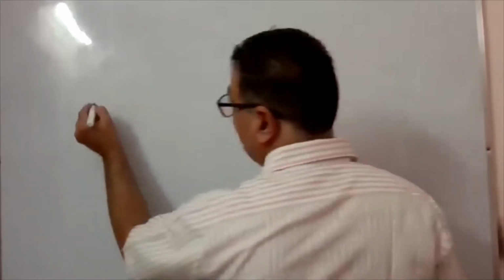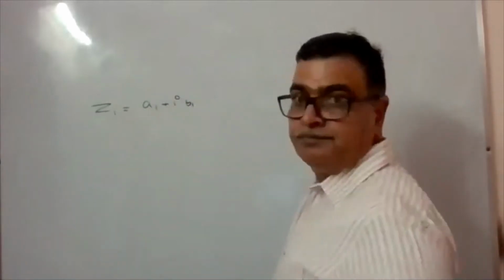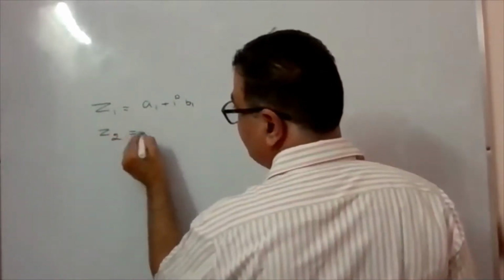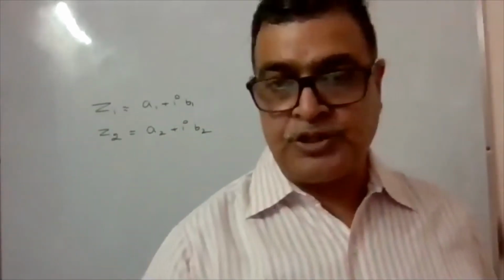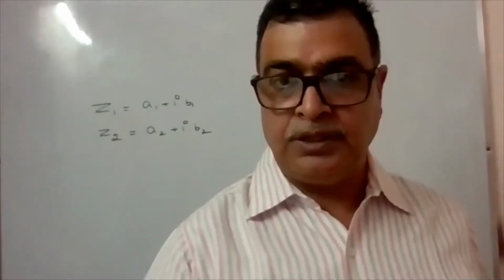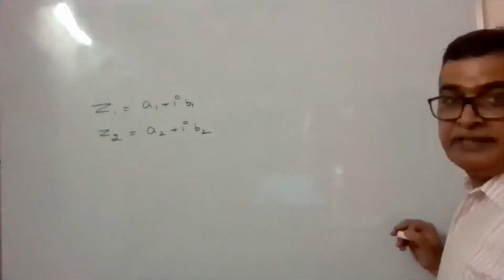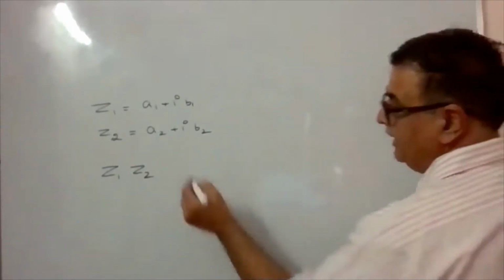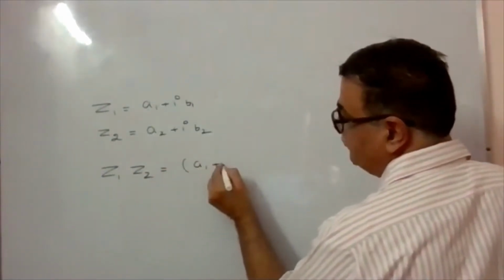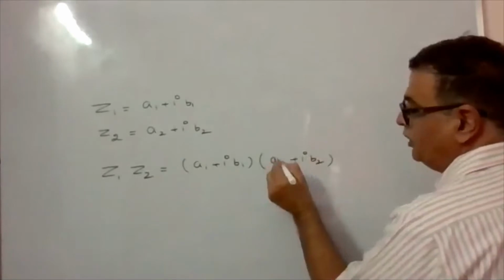So starting with multiplication of complex numbers, if we have one complex number Z1 is a1 plus iota b1, and another complex number Z2 that is a2 plus iota b2, and if a question comes that you should multiply these two complex numbers, that means I need Z1 into Z2. When I need Z1 into Z2, then it will be (a1 plus iota b1) into (a2 plus iota b2).